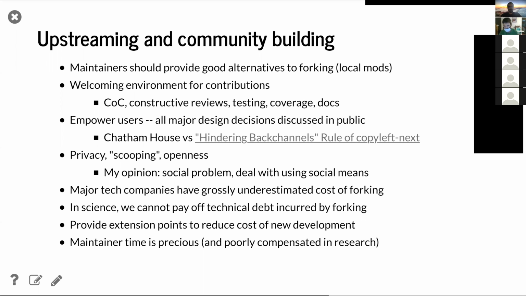So there's a hindering back channels rule that has some good thoughts on that. It's sort of the opposite of the Chatham House rule, which is like everything that we talk about stays private here.